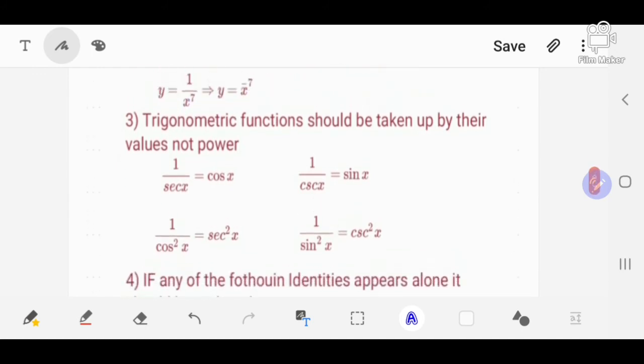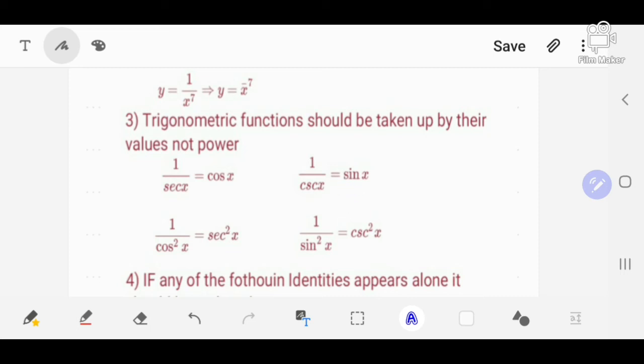What if you have a trigonometric function? What should I do? I should take it up also, but not with the negative power. I should take it by its value, like 1 over secant. We don't have an integration rule for 1 over secant. So what should I do? I have to write it as a cosine, and we do have an integration rule of cosine. Same thing for 1 over cosecant. I rewrite it as sine.